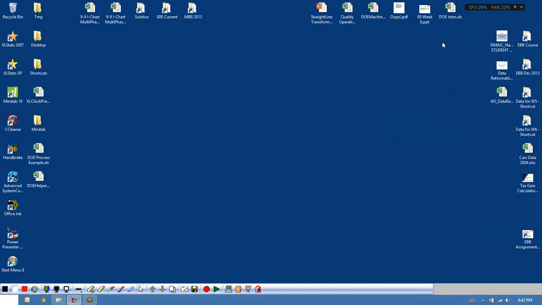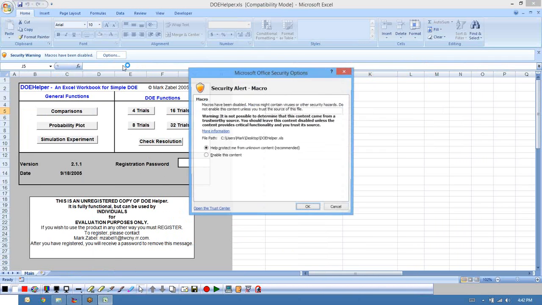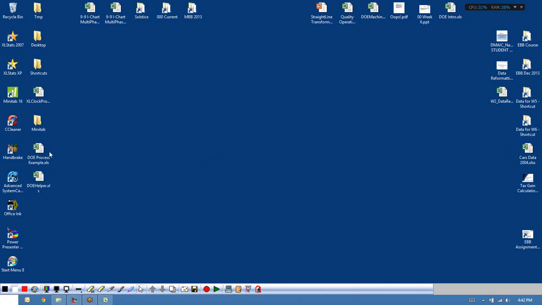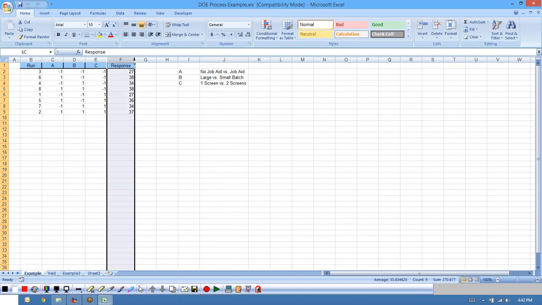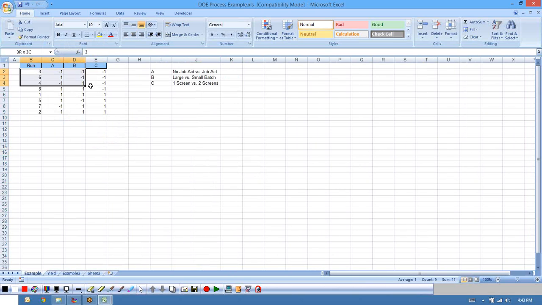I've got to open up my example and DOE Helper. I'll open up DOE Helper first. You have this. And this is a piece of code that I wrote a long time ago, so please be kind. It's very rough. It's meant to just use in class. And I'll show you how that works. And let's go to our example for a process. And let's suppose that this, I'm going to hide this column for just a moment. Let's suppose that this was how we did it.